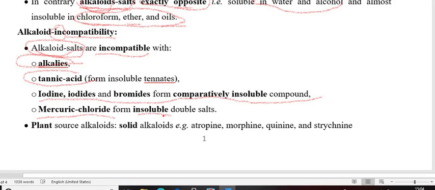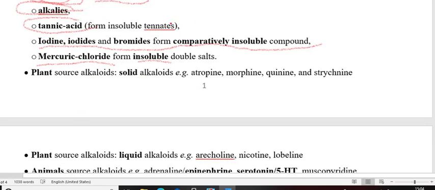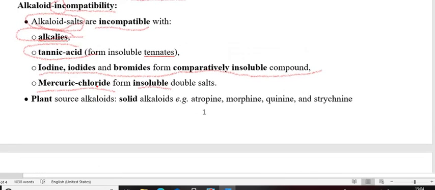So these are the incompatibility properties of alkaloid salts with the alkalis, with the tannic acid, and iodine, iodide, and bromides. So these are the very, very important properties or incompatibilities of the alkaloid.